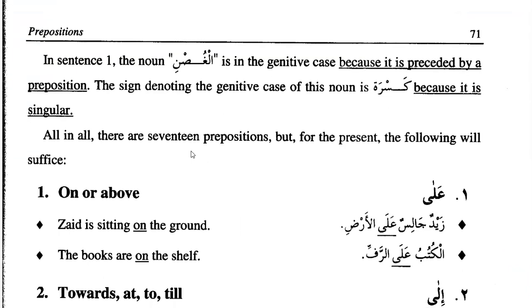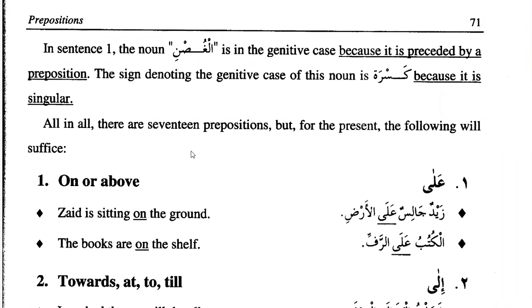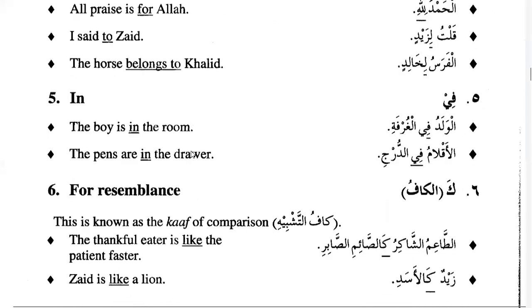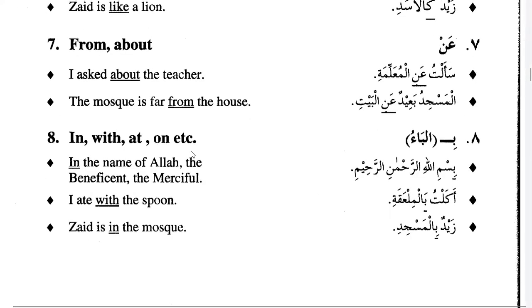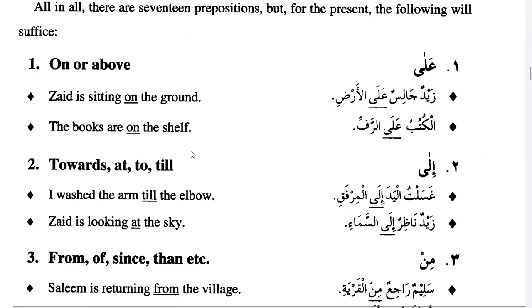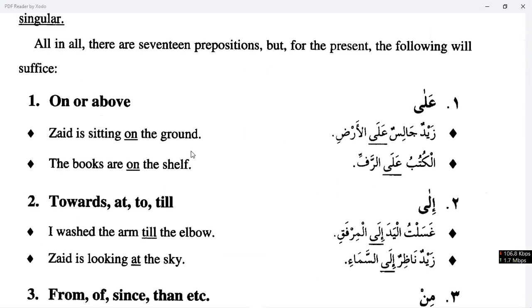In sentence one, the noun al-ghusni is in the genitive case, because it is preceded by a preposition. The sign denoting the genitive case of this noun is kasra, because it is singular. All in all, there are 17 prepositions, but for the present the following will suffice. We will study only around 8 prepositions in this lesson, and the rest of the prepositions we will study later.